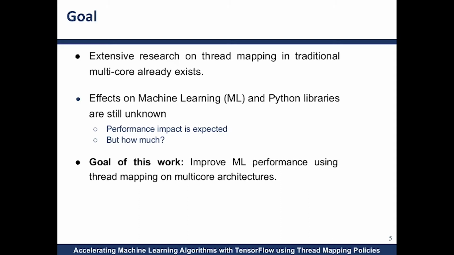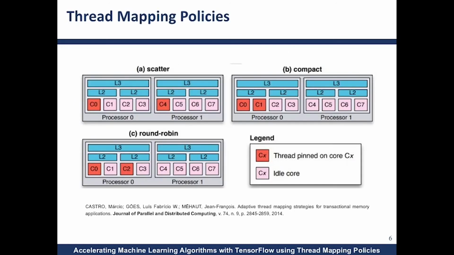So we want to run machine learning applications with TensorFlow on a CPU and check, by changing the thread mapping policy, what performance improvements or non-improvements we can achieve. So here, just to clarify the idea of thread mapping policy, we illustrate three different thread mapping policies, which are the ones that we use in our experiments as well. So we have the scatter, the compact, and the round robin thread mapping policies.